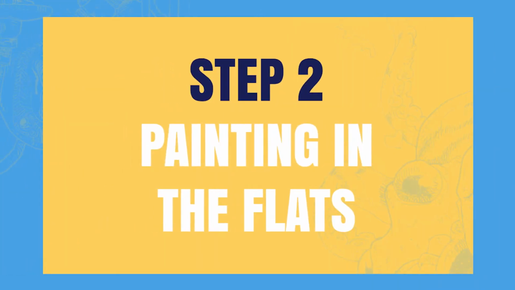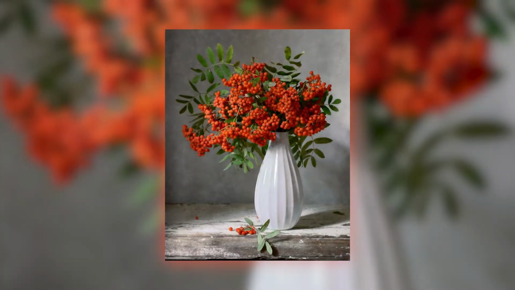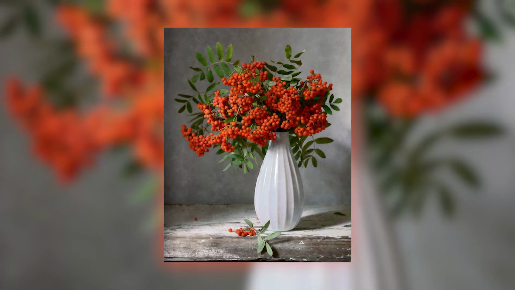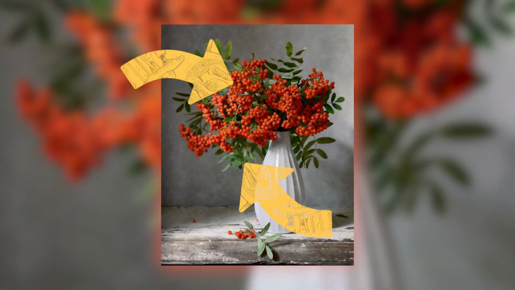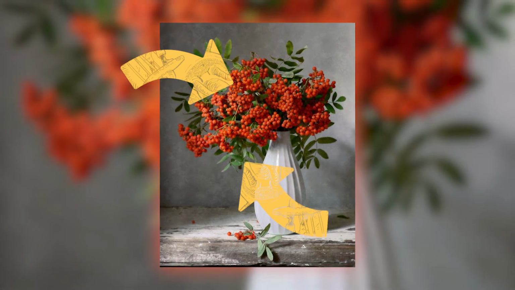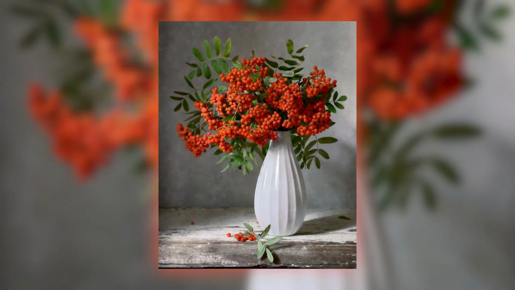The next step is painting in the flats. And with the flats, I basically mean painting in the elements. These are the flowers, the leaves, the vase, and the background. Now what I really find inspiring in this image is the difference between the color of the leaves and the berries or the flowers. The red, because it's surrounded by green, really pops.